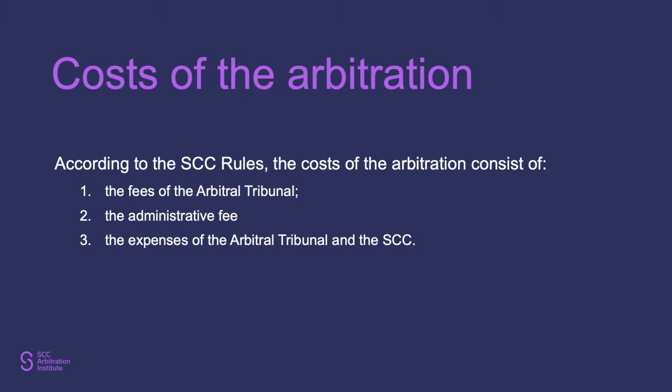So when we're talking about the costs of the arbitration, it's first important to understand, what does that actually mean? What are we referring to when it comes to the costs of the arbitration? Under the SCC Rules, Article 49, the costs of the arbitration consist of, firstly, the fees of the arbitral tribunal, secondly, the administrative fee to the SCC, and finally, any expenses of the arbitral tribunal and the SCC. For example, this might be hearing costs or other hearing-related costs.